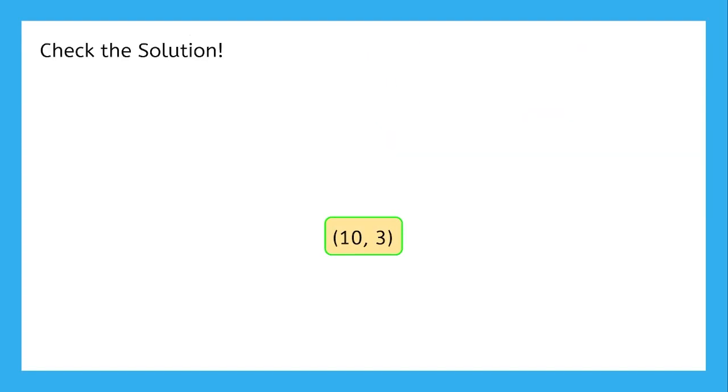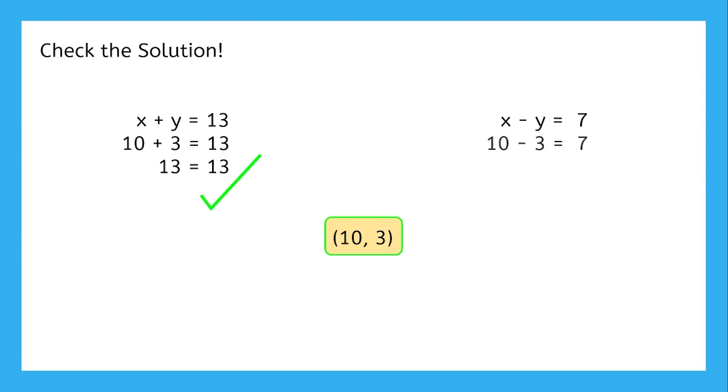Don't forget, it's always important to check your solution in case you make a mistake. To do that, we plug the solution into both of the original equations and see if it works. For the first equation here, we replace x with 10 and y with 3, and then simplify. Both sides are the same, so the solution works correctly in the first equation. For the second equation, we do the same thing. We plug it in, and then simplify. Again, we get a true statement. Because the solution made both equations true, the solution is correct.